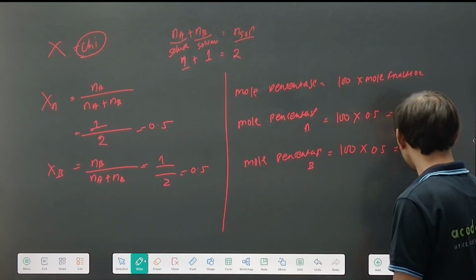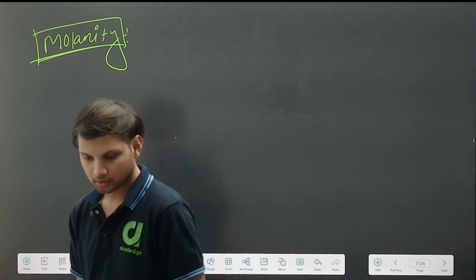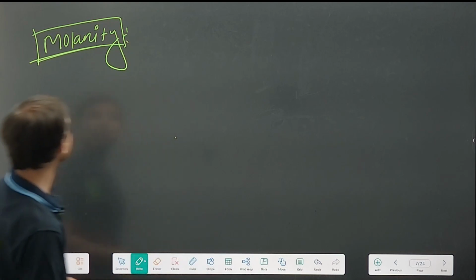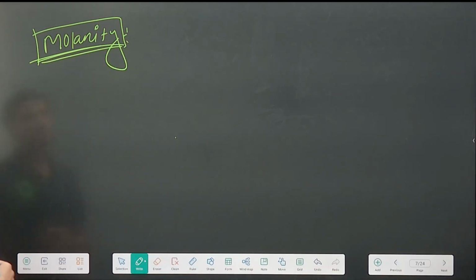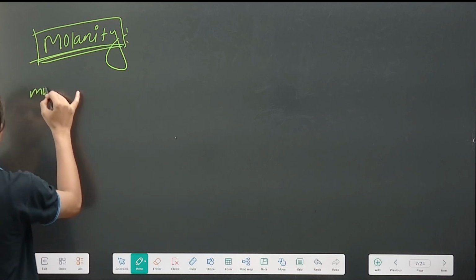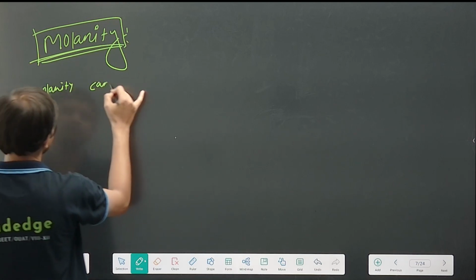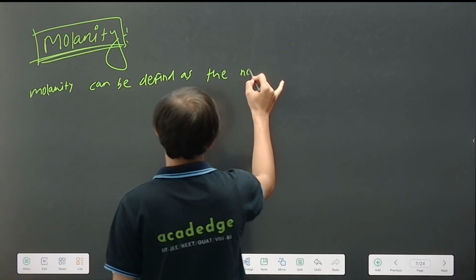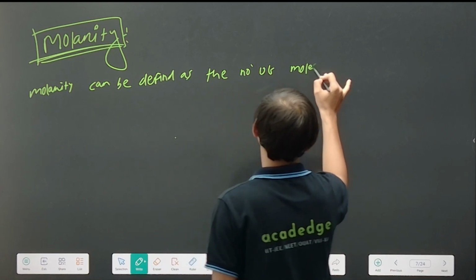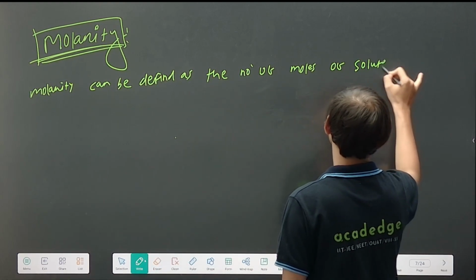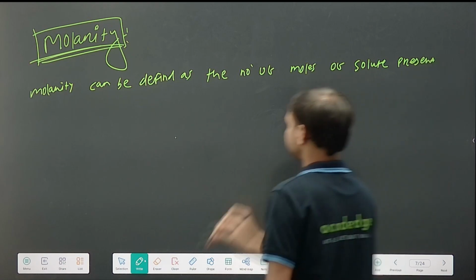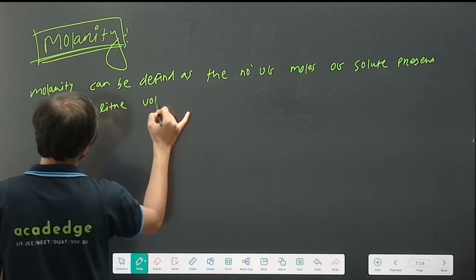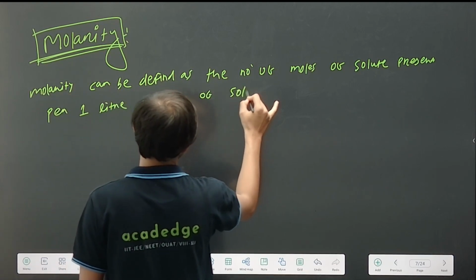Now we will also discuss how, if I increase the temperature, the volume is going to change. Here I'm talking about molarity. So what does molarity tell about? Molarity can be defined as the number of moles of solute present per 1 liter volume of solution.